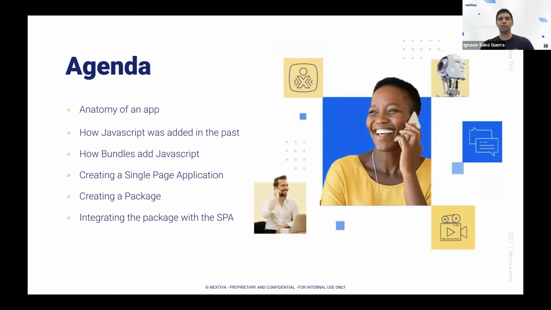First of all, we are going to cover the anatomy of an application in the web context. Next, how JavaScript was added in the past for these applications and how it's added now that we have bundlers. Then we are going to create an application that is already in a GitHub repo that you can download. We are going to share that in a link in the chat. We are also going to create a package with a simplified version of a function that we want to share across multiple SPAs. SPA is the acronym of single page application. At the end, we are going to integrate those two applications in order to have the complete scenario that we normally use in a web app these days.